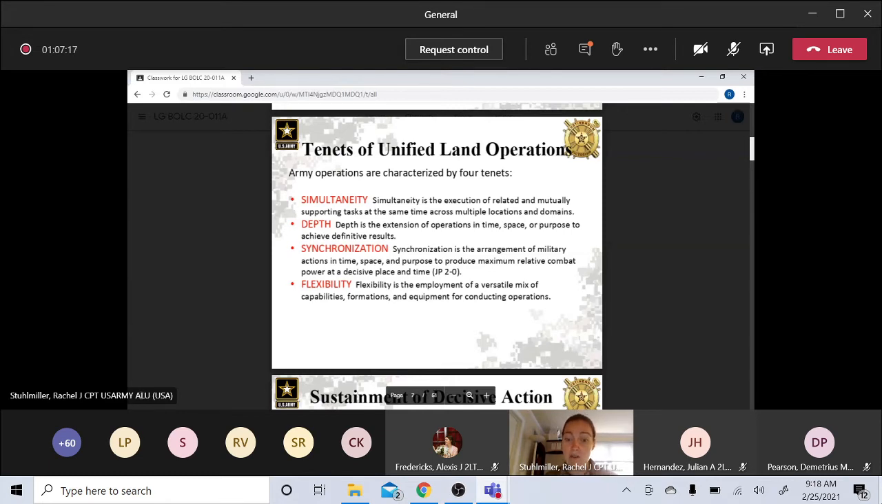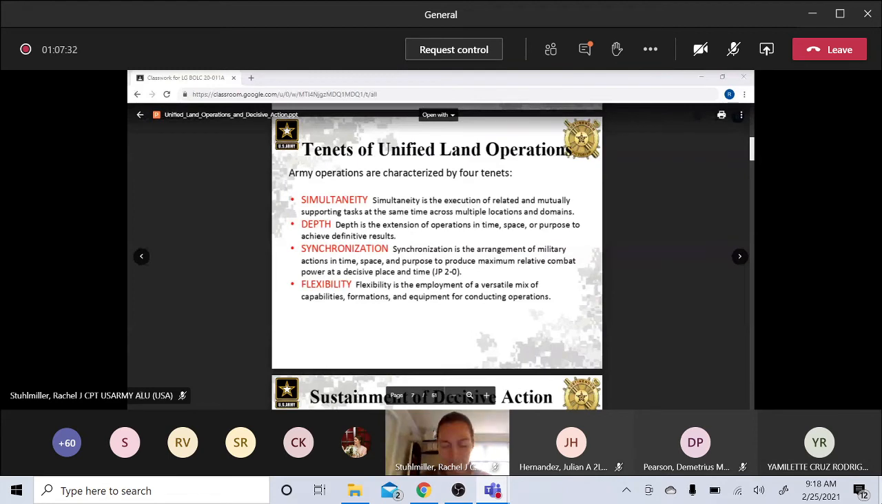Also, let's look at explaining what depth is. Again, I'm just going off of names that I saw this morning. So Lieutenant Cruz, talk to me about depth. Like it says right there, it's an extension of operations in time, space, or purpose to achieve definitive results.